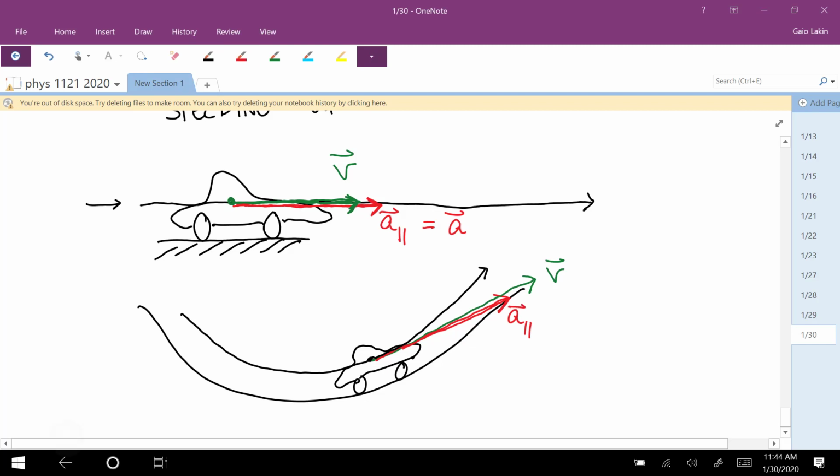This time it's turning. So the perpendicular part is like that. Okay. And the total acceleration then is the sum of those two, which means it's somewhere in this range of directions.